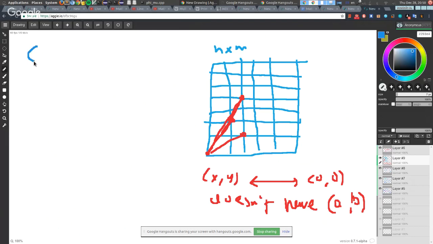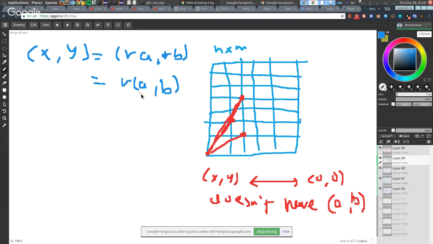For example, if we have x, y equal to r times a and r times b, where r here is the GCD of x, y, then it means that we already passed by the point A, B. We have this r times. So here you can see that, for example, this point is 1 and 2.